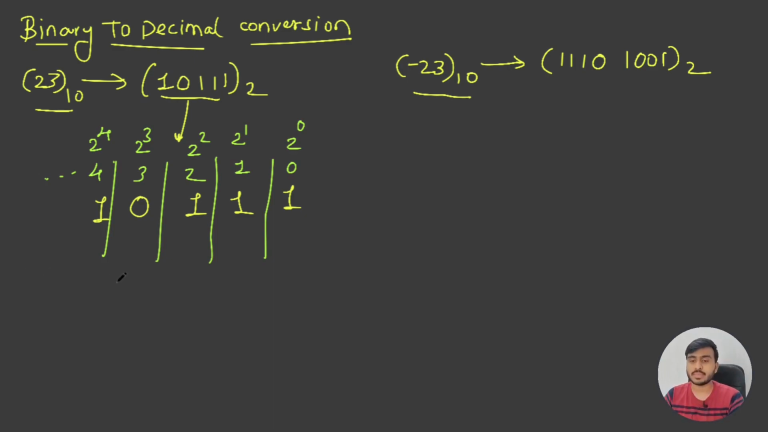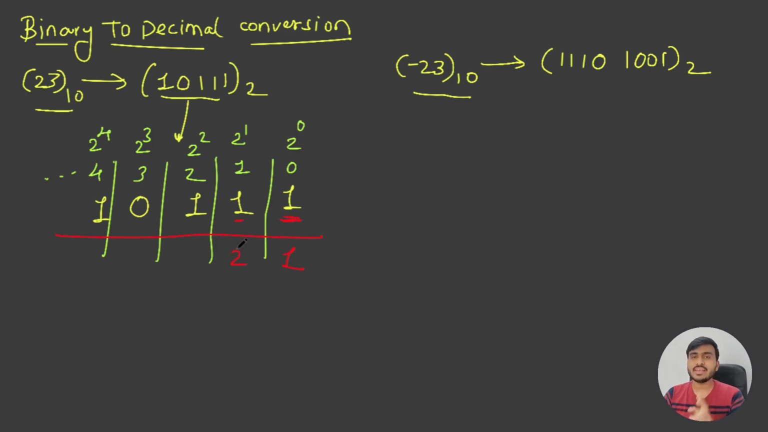Now it's very simple. Wherever you have 1 as a digit, you have to write the positional value below that digit. So in this case, we have 1 over here, and the positional value is 2 raised to 0, that means 1, so I'll write 1 over here. In this case also we have the digit 1, the positional value of this digit is 2 raised to 1, so I'll write 2 over here.